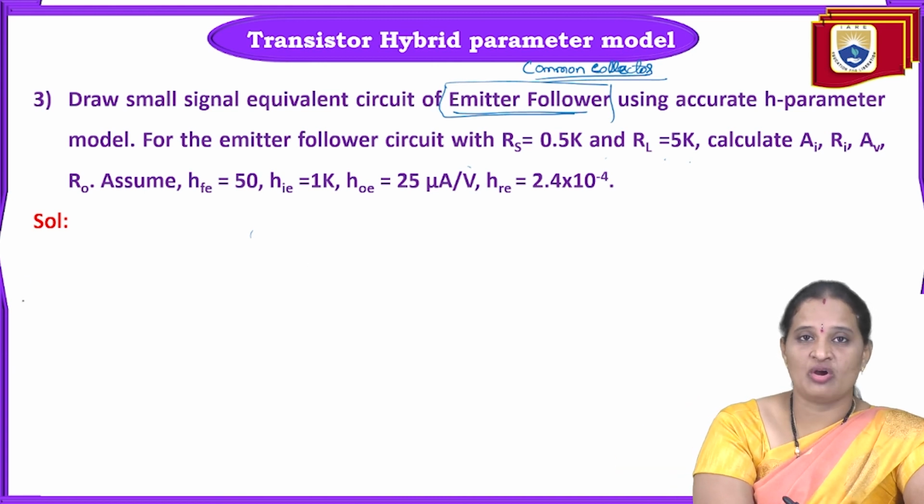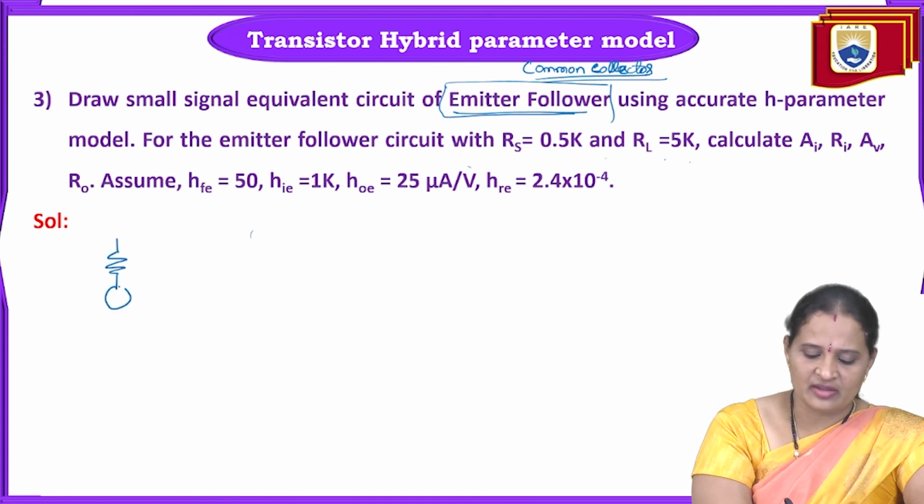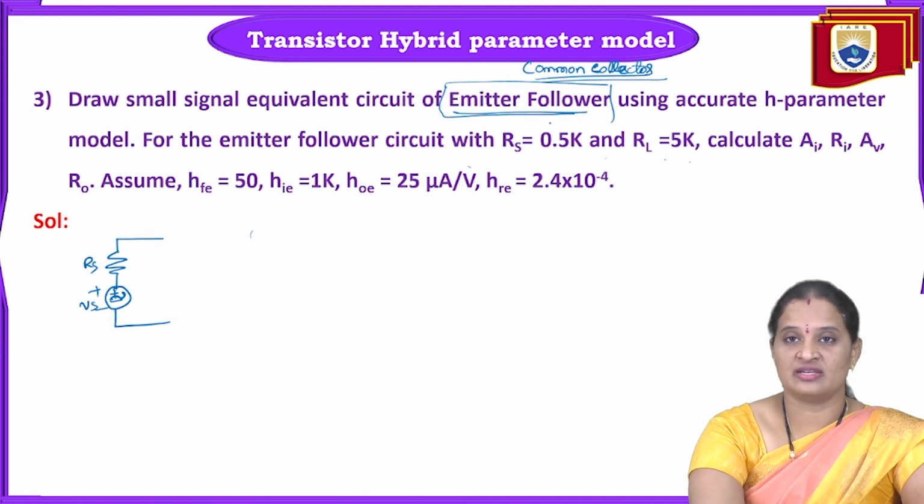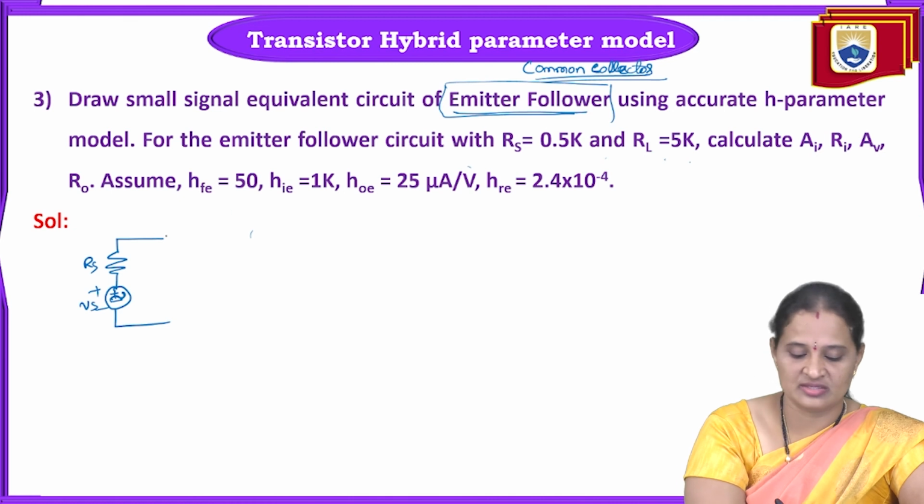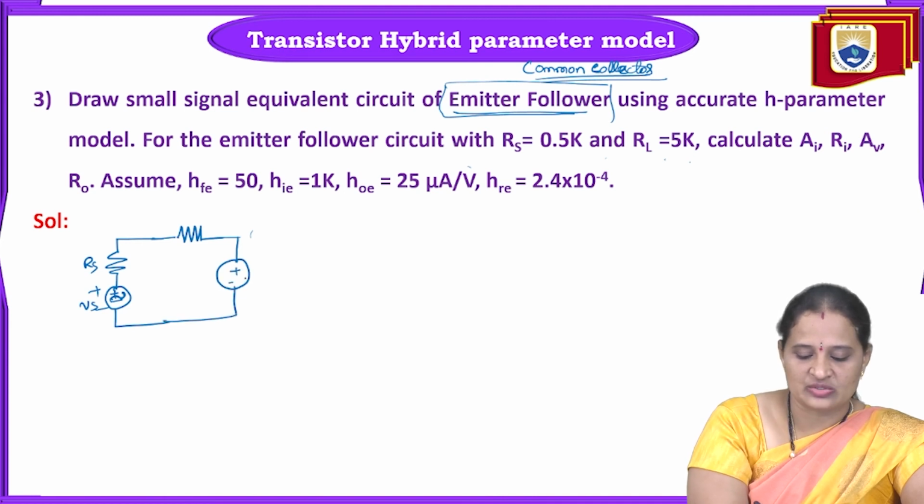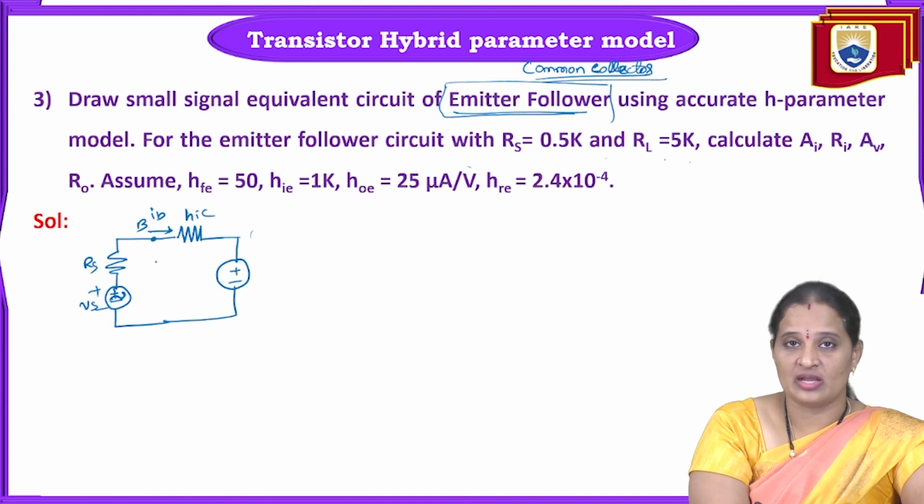So now we are going to draw the equivalent circuit. Any amplifier will have what? A voltage source in series with a resistance. And we don't have any other resistances here, R1, R2, nothing is there. So directly we have HIC, and then we have a voltage source, plus and minus. This is HIC. And the current flowing through this HIC is IB, because this terminal is the base terminal, because it is a common collector configuration.